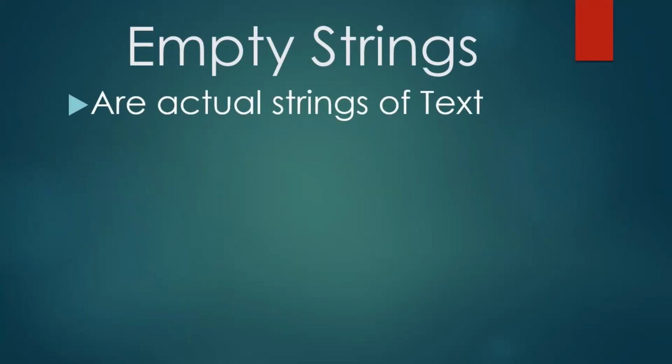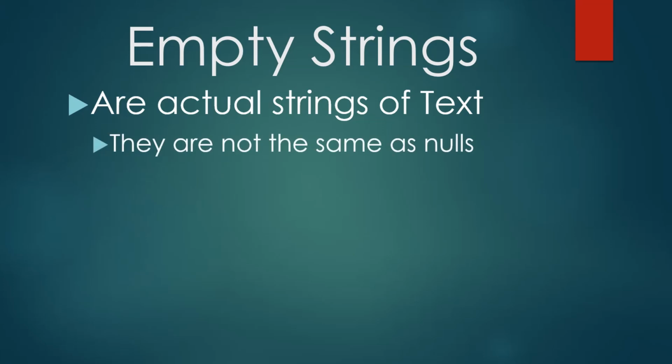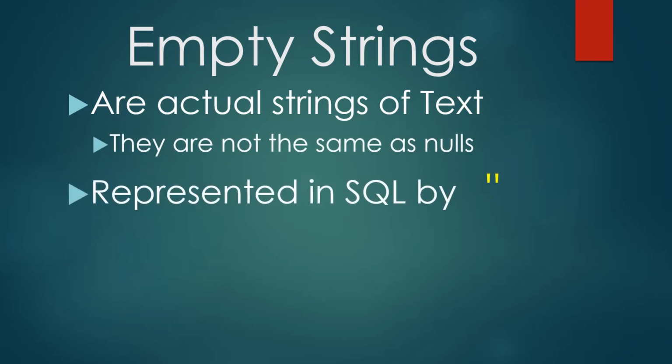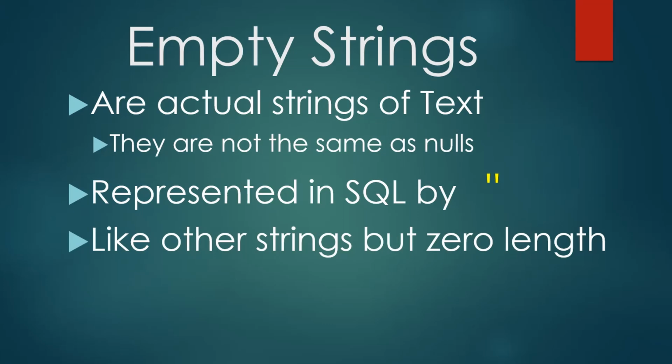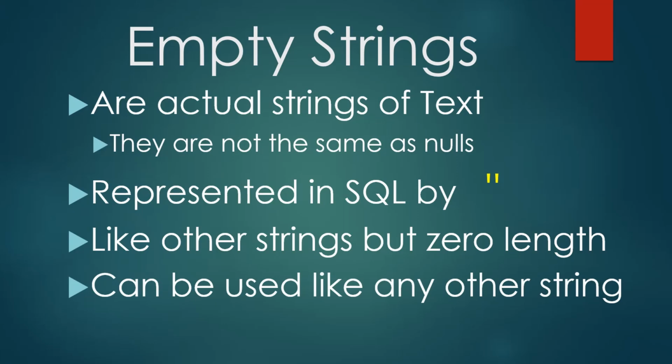Well, an empty string is an actual string of text. It's not the same thing as a null. And in SQL, we represent it by single quote, and nothing in between. It's like any other string, it's just got 0 length. And because it's not a null, it's an actual red-blooded object, it can be used in any other operation like any other string, such as concatenating or passing it into a function that requires strings, that sort of thing.